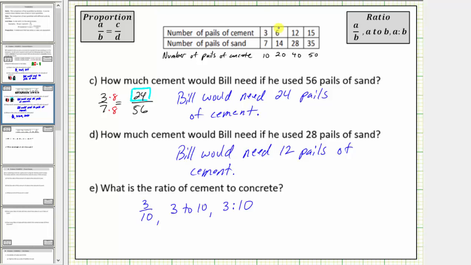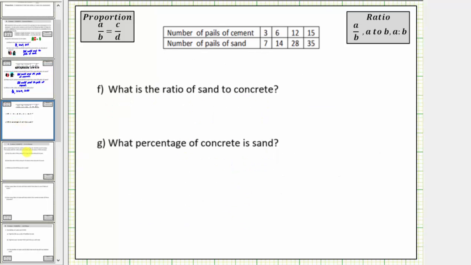If we use the ratio of 6 to 20 or 12 to 40 and simplify, we would get the ratio of 3 to 10. Now for the last two questions, for part F, what is the ratio of sand to concrete? Again, let's use the first column so the ratio is simplified. And again, the ratio is sand to concrete. The ratio of sand to concrete is 7 to 10.